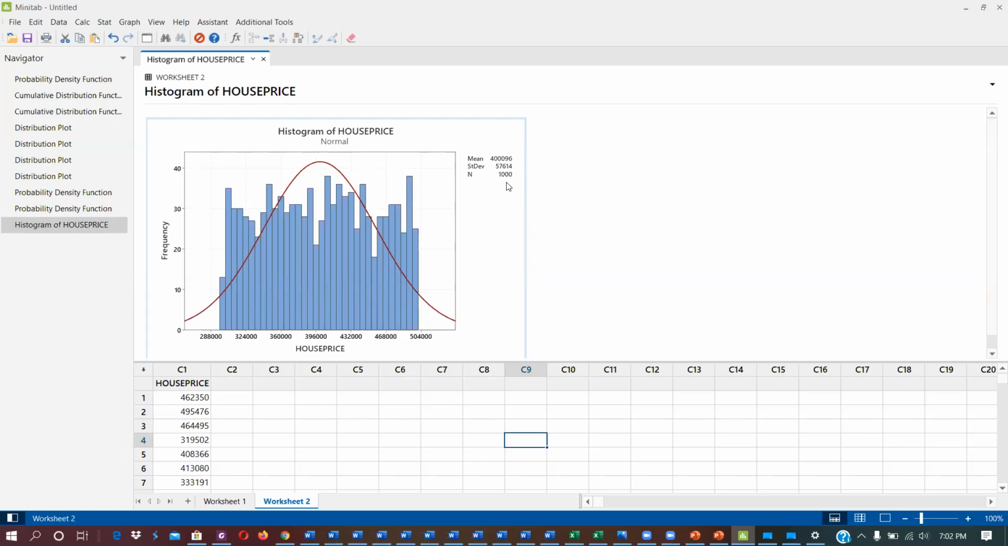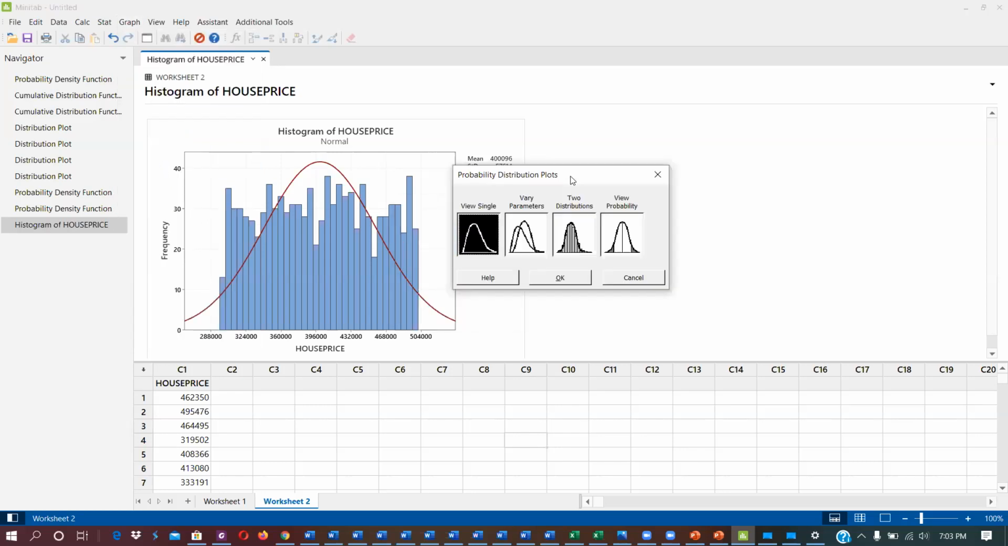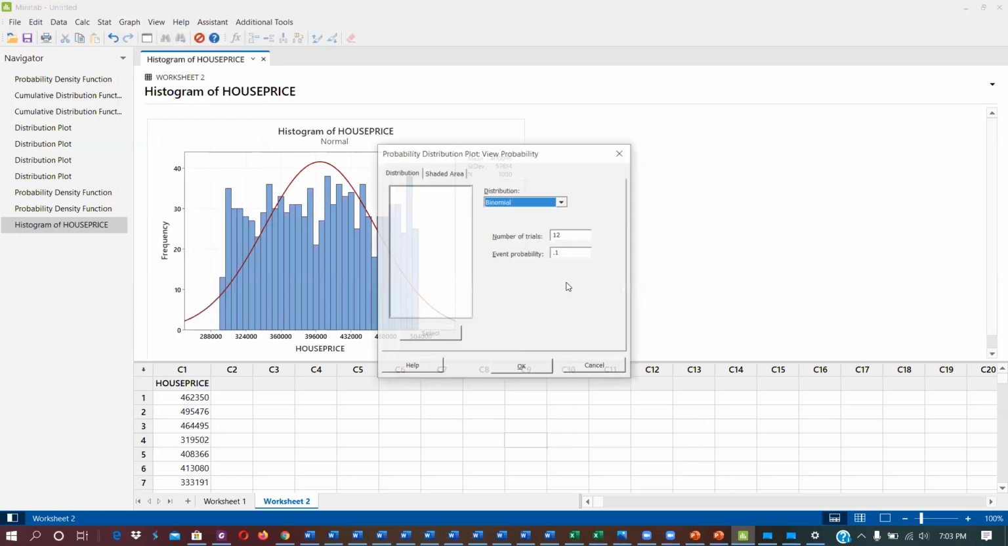Now this is the data we have, mean and standard deviation. Now my question is, what is my house value? In which percentile is my house value coming? Let's say my house value is 450,000. In what percentile will it come? Let me see. Graph, and I can go to probability distribution plot. I can use this.